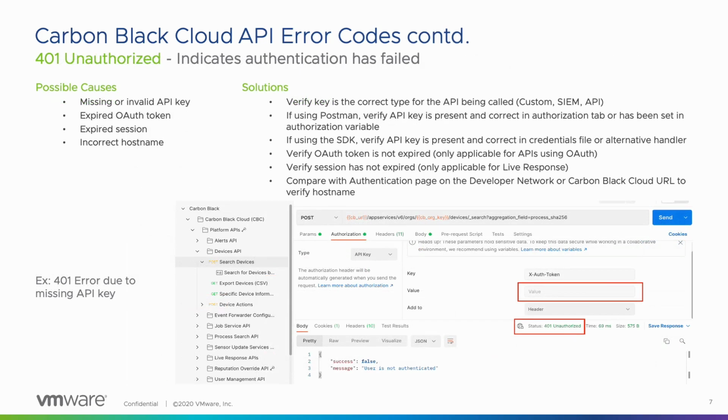A 401 error indicates that authentication has failed, meaning that the API does not recognize the user. This could be due to a missing or invalid API key, an expired token or session, or an incorrect hostname. Potential solutions for correcting this error type include verifying the correct key type, verifying the API key is set and correct if using Postman or the SDK, verifying the token is not expired if using OAuth, and verifying the hostname by comparing it with the authentication page on the developer network or the CBC URL.